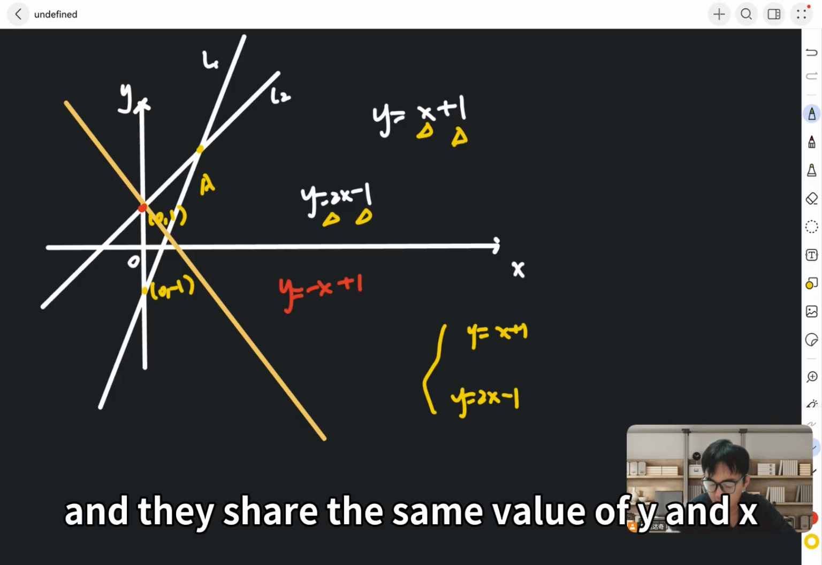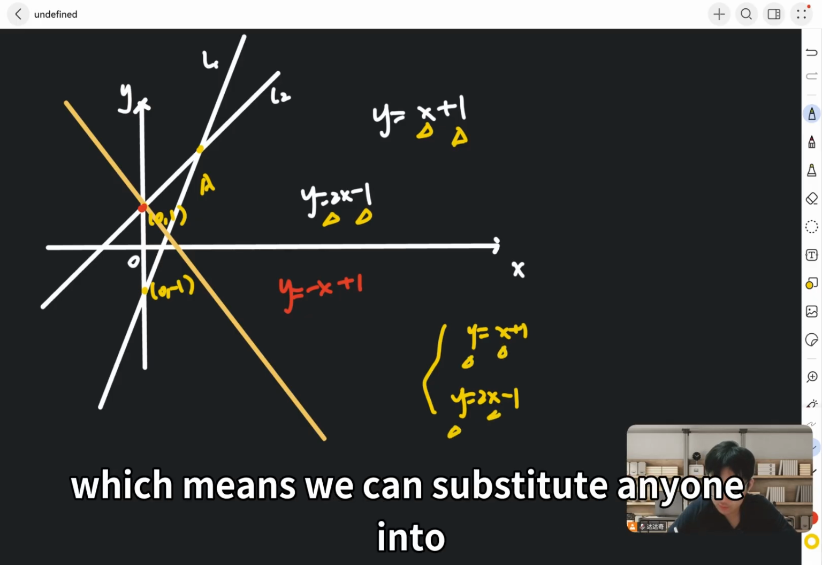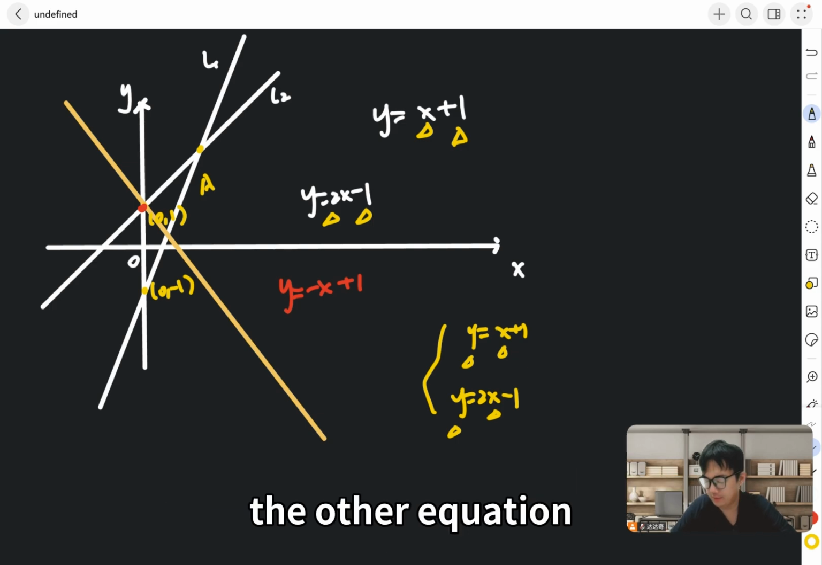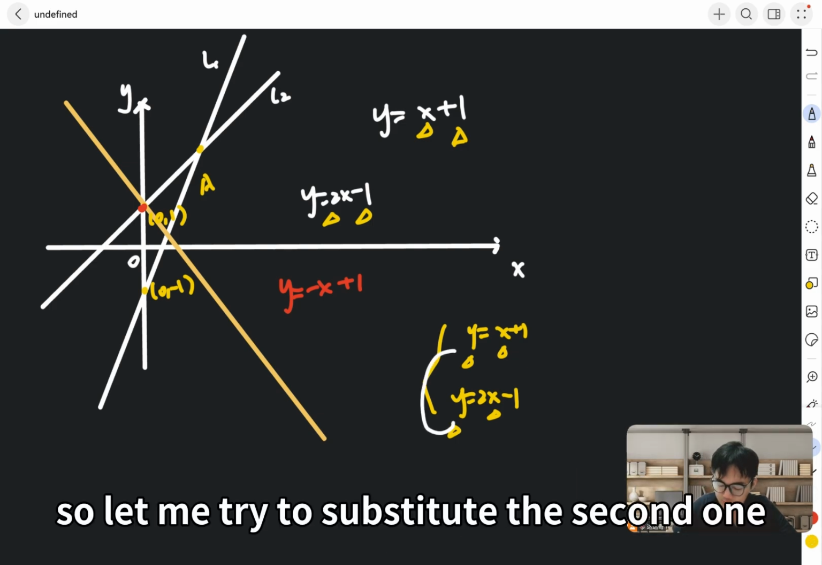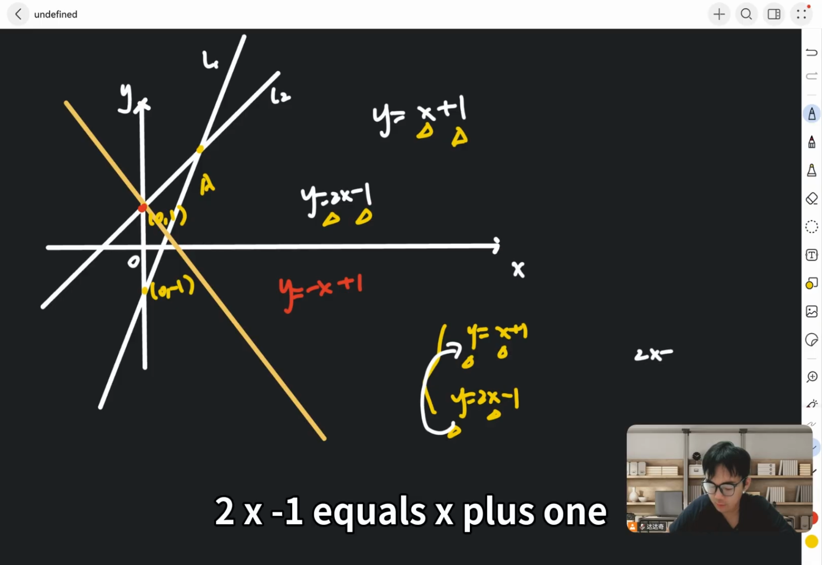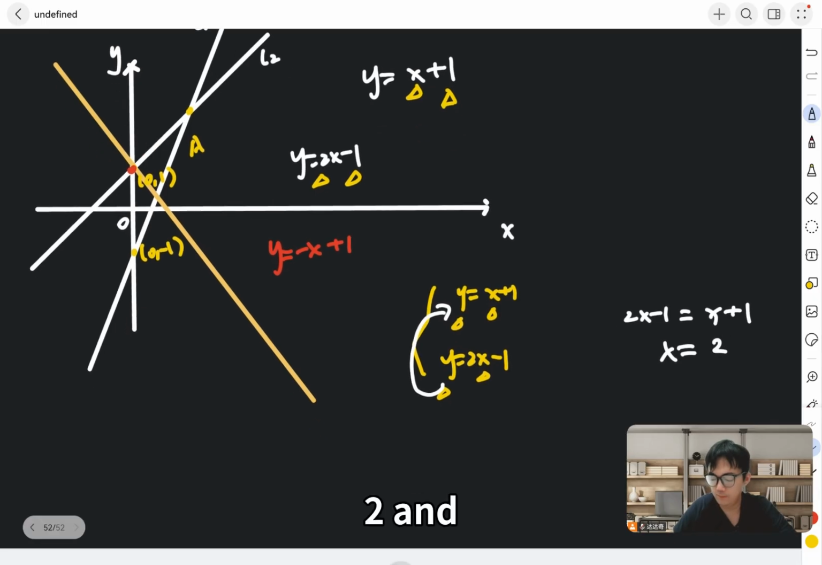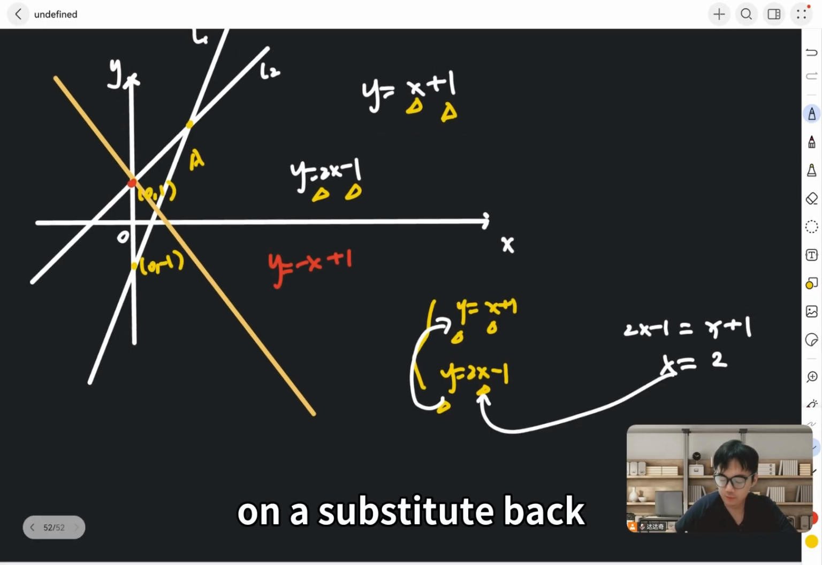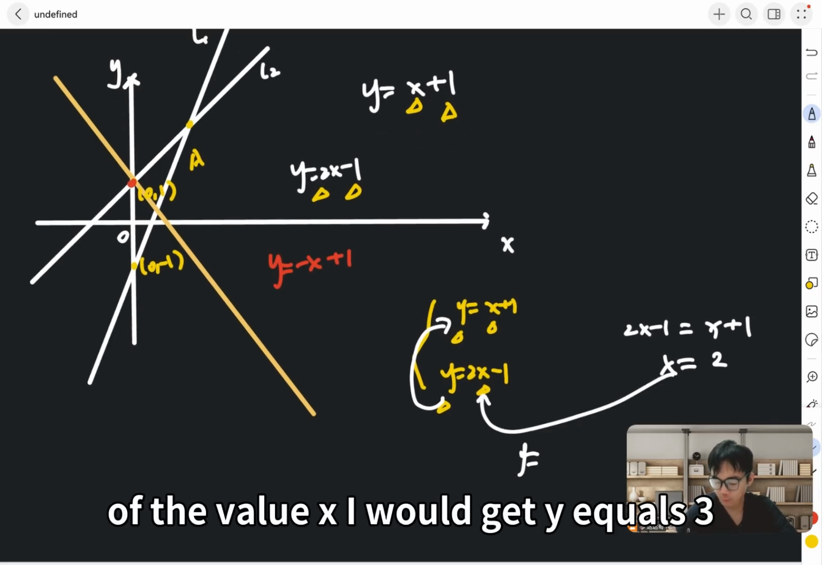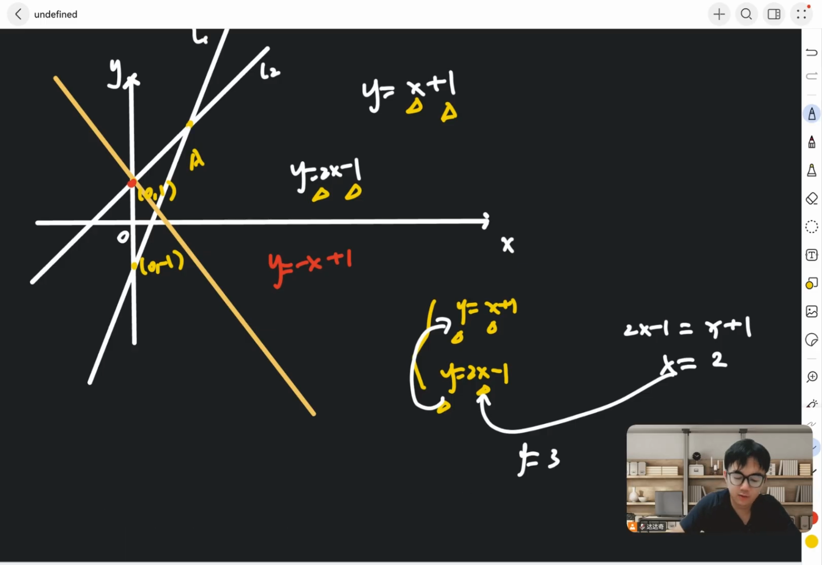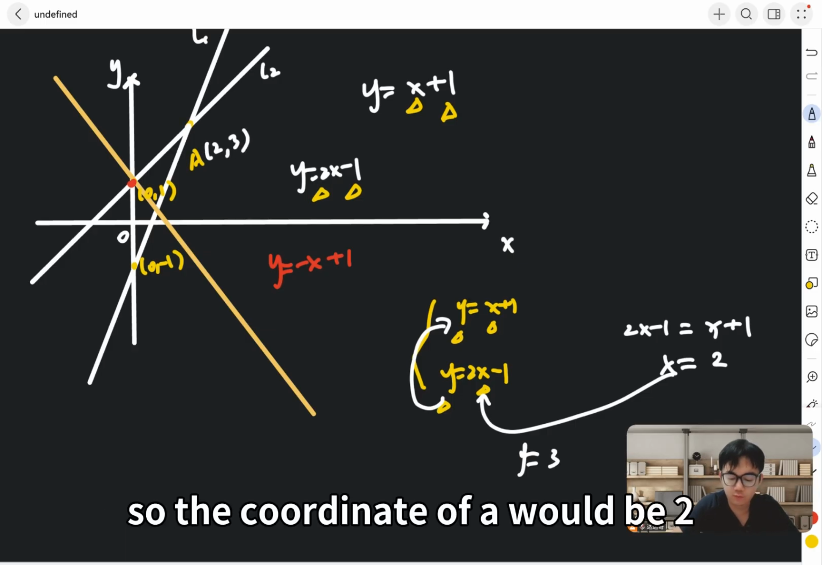They share the same values of x and y, which means we can substitute one equation into the other. Let me substitute the second one into the first one: 2x minus 1 equals x plus 1. So x equals 2. When I substitute the value of x back, I get y equals 3. So the coordinate of A is (2, 3).